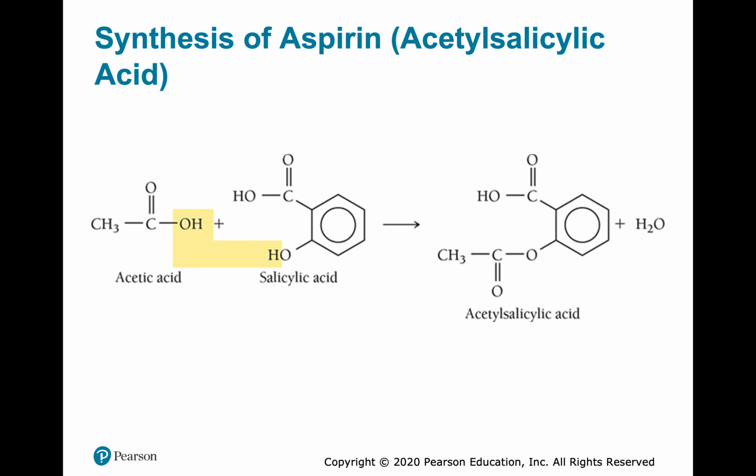You can also use acetic anhydride. It's actually easier to do the acetic anhydride, but it's also more expensive. Another fun reaction you can do here is you can add a methyl group to make methyl salicylate, and that's a mint flavored product. It smells really good.